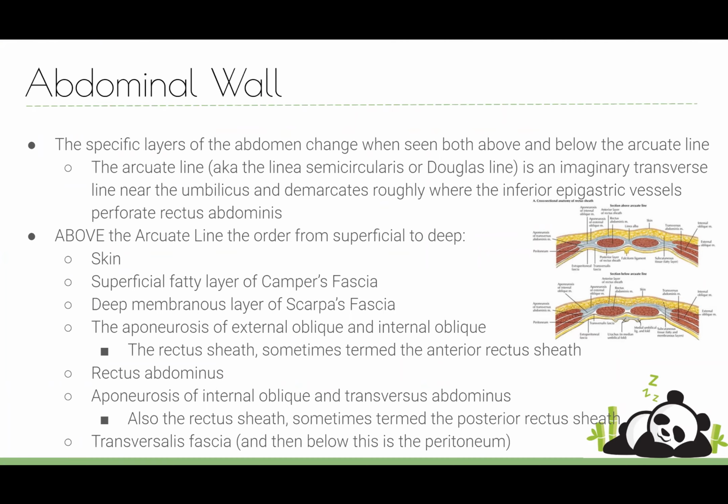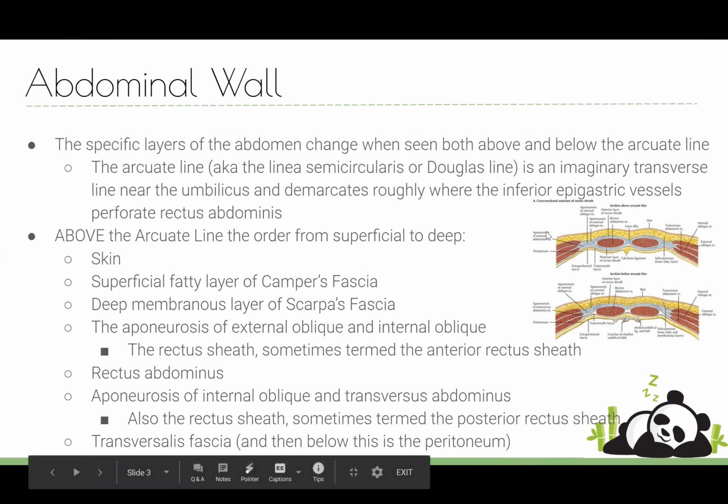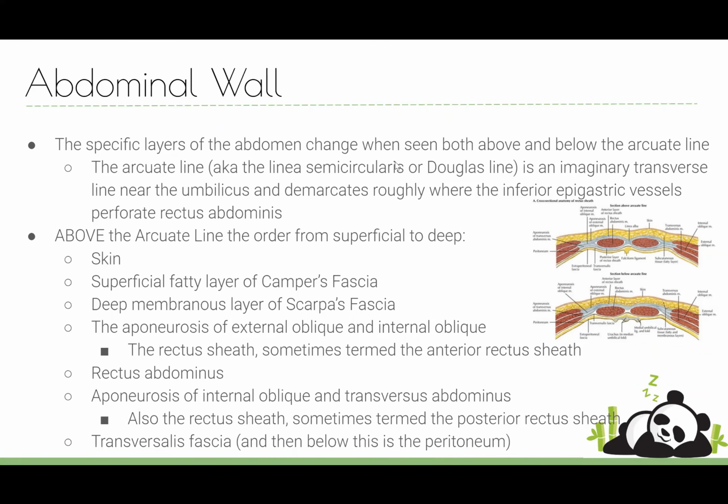There are two different ways to visualize it, and they are two different anatomical sites. You should know that they are both different above and below the arcuate line. The arcuate line is just an imaginary transverse line where the inferior epigastric vessels perforate the rectus abdominis muscle. I'll give you a little picture of that in a following slide. This is the picture you get above it, and this is the picture you get below it. Feel free to zoom in or get this picture off Google when you see the slides.